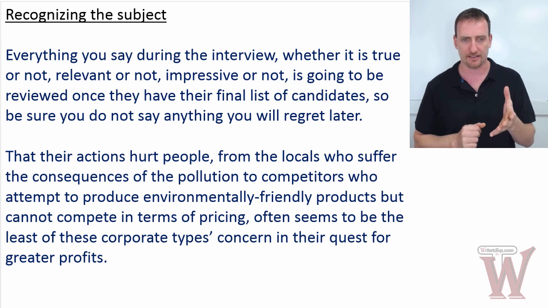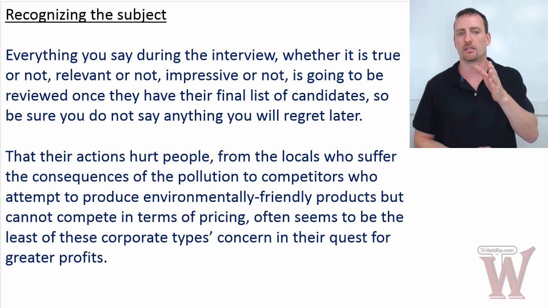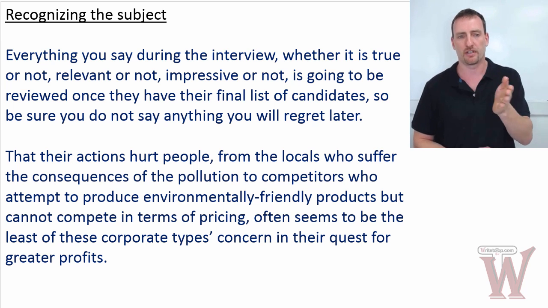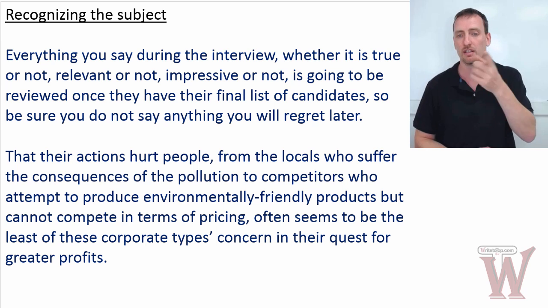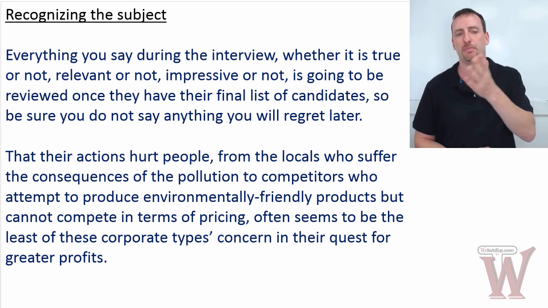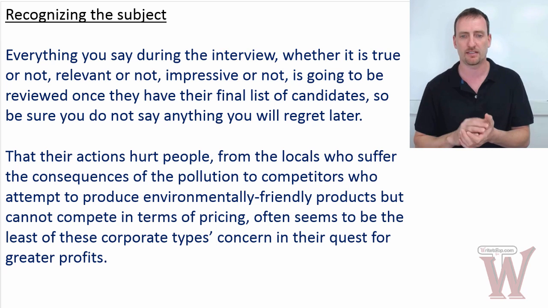Look at the second sentence. Now, let's look again. Let's just look only at the verbs. Hurt. Hurt people. So hurt is the verb, their actions. Hurt. Suffer is the verb, who is the subject. Competitors who attempt. Attempt is the verb, who is the subject. Competitors, this is an adjective clause here. Cannot compete. So cannot, again, goes back to who attempt but cannot. Same subject, competitors. Seems. Now, here we have a tense verb, obviously. Seems, present tense with the S.